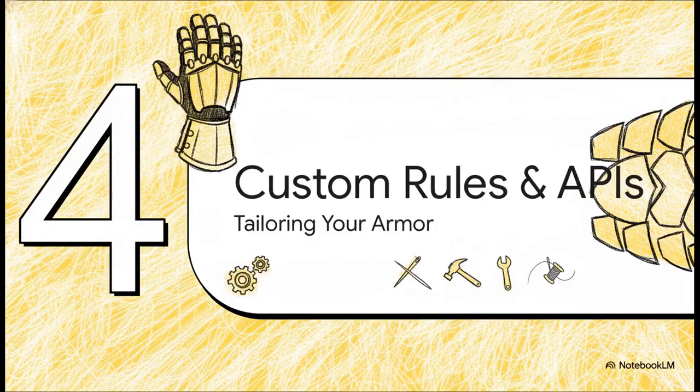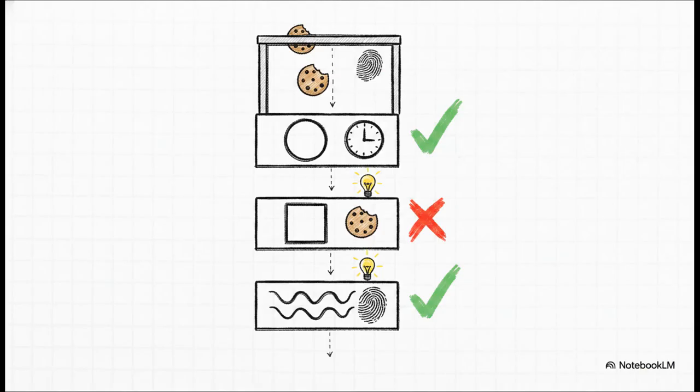Moving deeper into the gauntlet now. Section 4. Custom rules and APIs. Tailoring your armor. All right, this is where the pre-built off-the-shelf rules end and your highly specific, granular application-level logic begins.